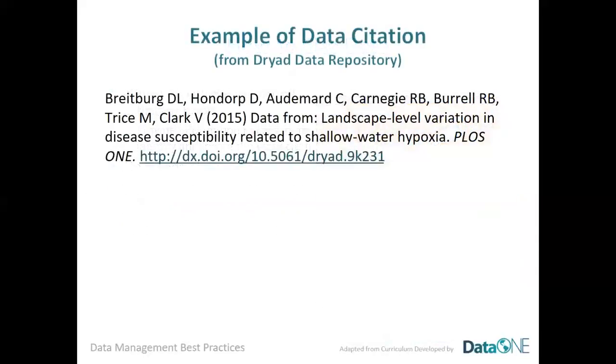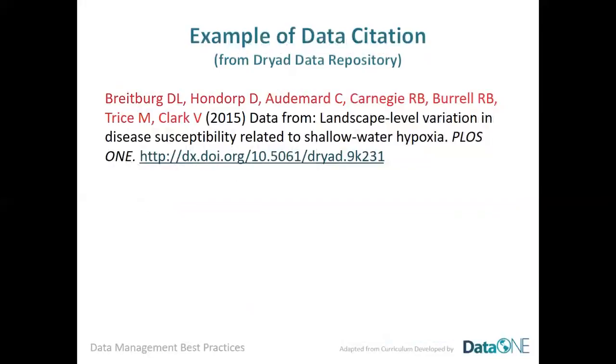So here's an example of a data citation from the Dryad digital repository. You'll see it mimics an article citation. It gives you the authors, and the authors of a data set are those who actually collected the data and created the data set. It gives you the date at which it was created, and it gives you the title of the data set. And in this particular example, the data set title is data from landscape level variation, etc. And that is the actual name of the project or the name of the article that the data support.